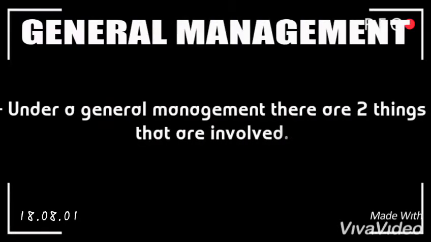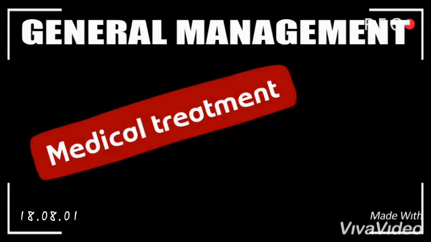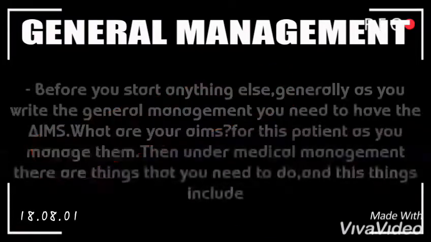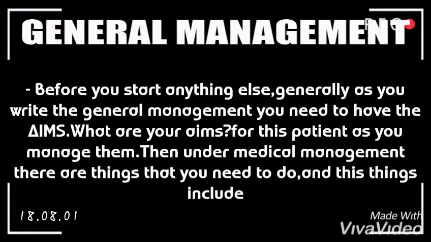Okay, so today we're going to talk about how to write a general management of a patient and also a nursing care plan. Under a general management, there are two things involved: the medical treatment and also the nursing management. Before you start anything else, as you write the management, you need to have the aims. What are your aims for this patient as you manage them?